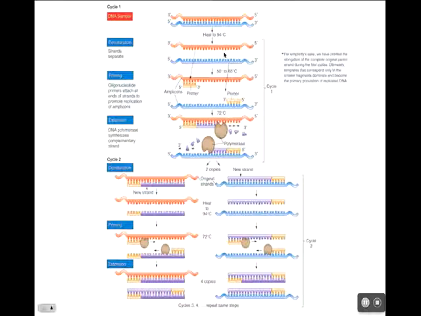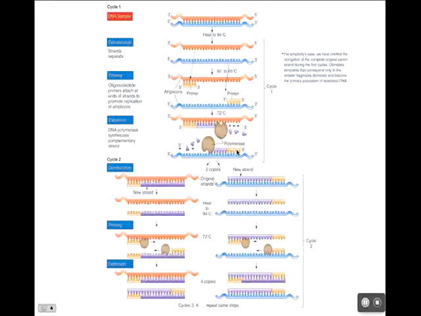Then the PCR machine will switch to 55 degrees. At 55 degrees, primers will attach. Then the machine switches to 72 degrees. At 72 degrees, DNA polymerase 3 attaches to the primer and copies the rest of the template on both strands at the same time. So, where you started off with only one copy, now you have 2 copies by the end.